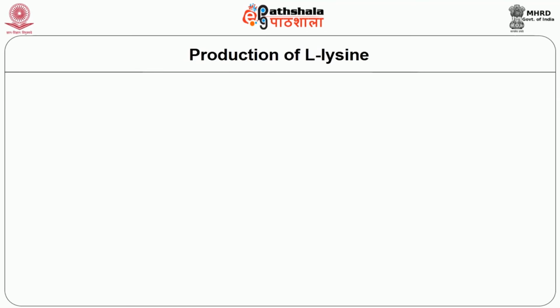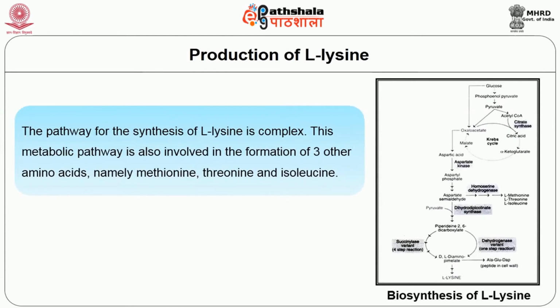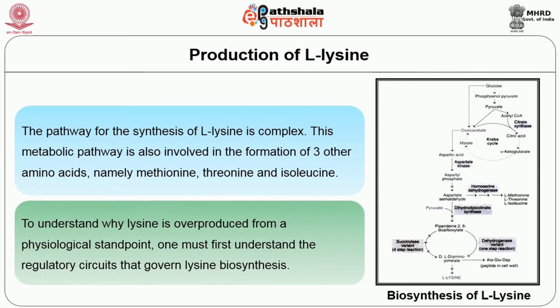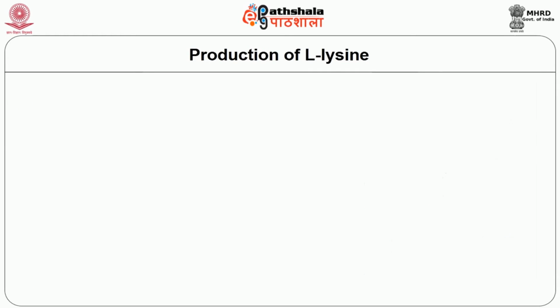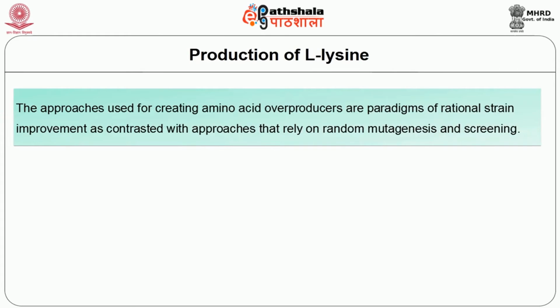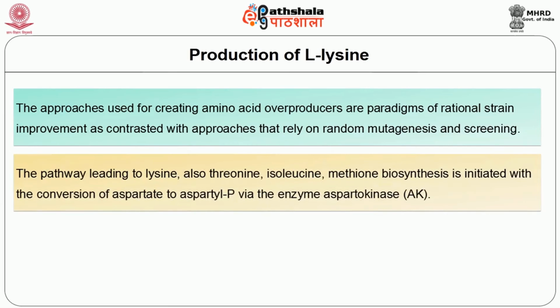Next comes the production of L-lysine. The pathway for the synthesis of lysine is complex and is shown in the figure. This metabolic pathway is involved in the formation of three other amino acids, namely methionine, threonine, and isoleucine. To understand why lysine is overproduced from a physiological standpoint, one must first understand the regulatory circuits that govern lysine biosynthesis, and the approaches or paradigms of rational strain improvement as contrasted with approaches that rely on random mutagenesis and screening.